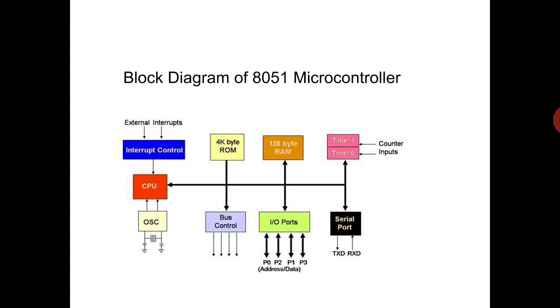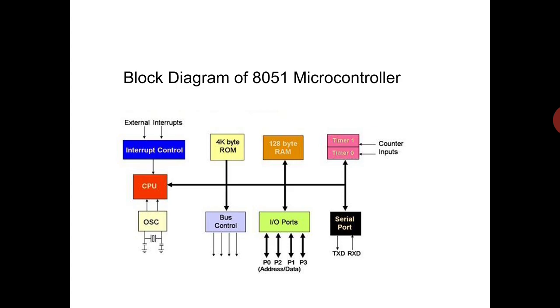Second is bus control. This unit is used to control the activities occurring on the bus, like the flow of data, address or control signals. That means the data bus, address bus or control bus. This unit helps in transferring control of the bus to various units of 8051 for transferring information or addresses.